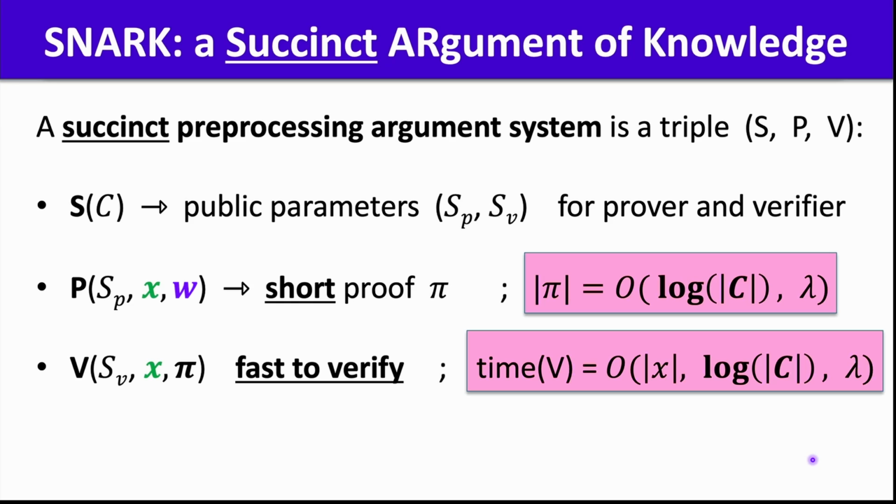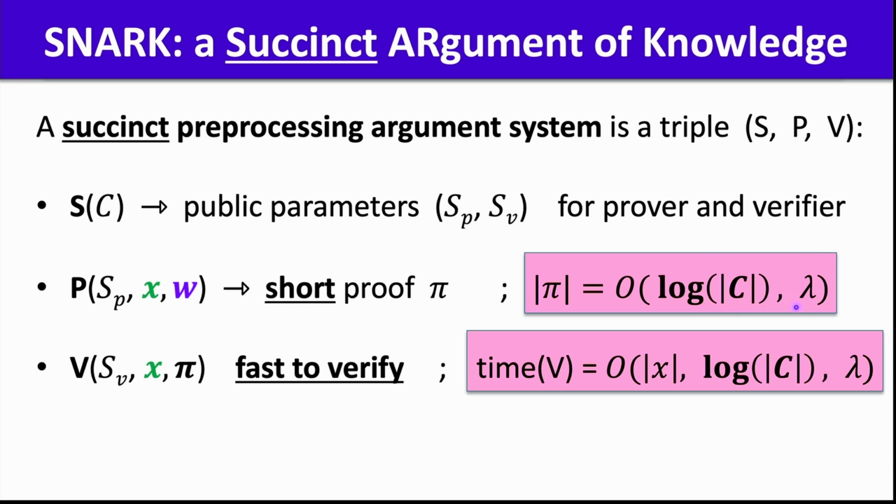So a SNARK is basically a succinct argument of knowledge. What is it? It's basically a succinct pre-processing argument system. So it has all the properties that we talked about before, but it also has to produce a succinct proof. So what is a succinct proof? It's one where the proof itself is very short. In particular, the length of the proof can only be logarithmic in the size of the circuit, logarithmic in the number of gates in the circuit.